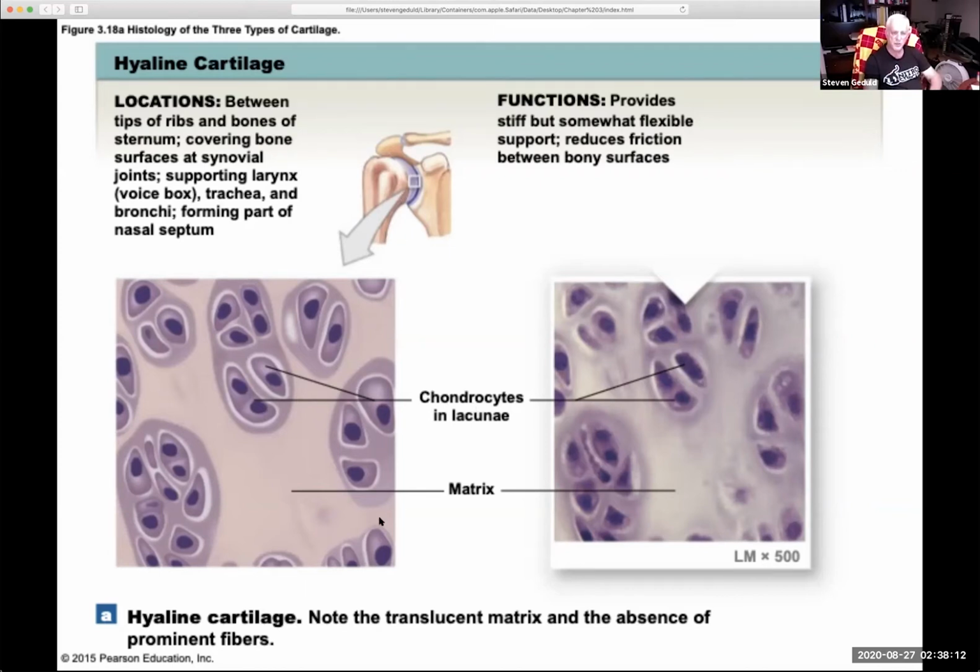You have chondrocytes. This is the matrix here, and the chondrocytes inside the lacunae. Those are the indentations or depressions in the cartilage itself.